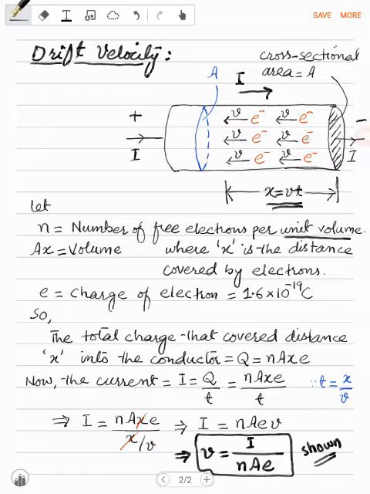Because the distance traveled by the electrons is x and the cross-sectional area of the conductor is denoted by A, the volume becomes A into x. So it is the volume of the conductor in which the n free electrons are moving. If the charge of an electron is e, the total charge that covered distance x in the conductor, denoted by capital Q, will be nAx into e.